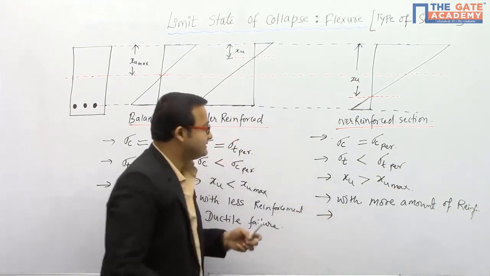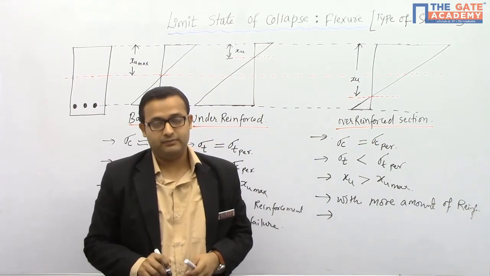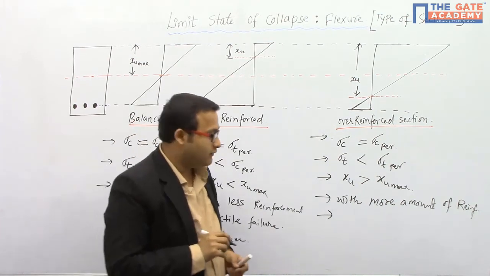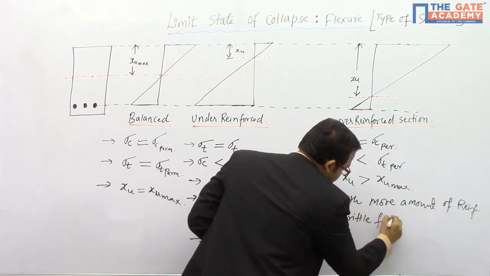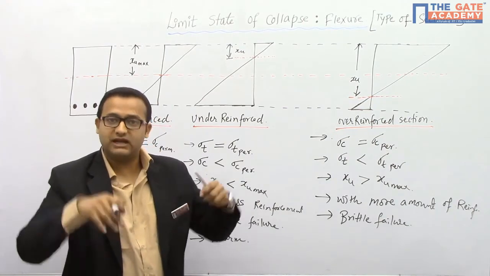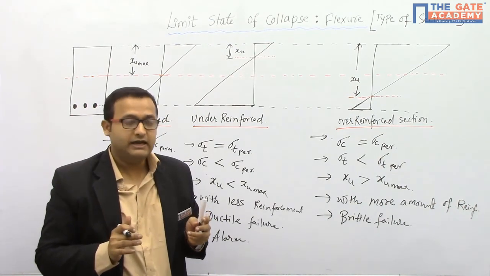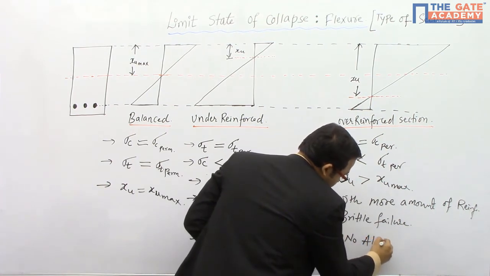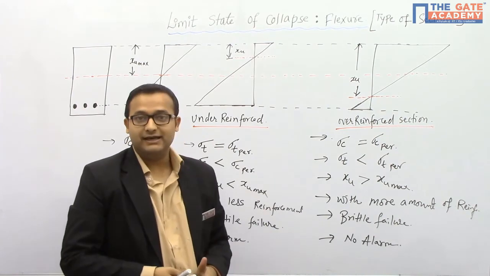I told you, in this case, stresses in the concrete are reaching the permissible value. That means this concrete will fail first. If the concrete is failing first, and I know the concrete is a brittle material, so what will happen? The failure type is brittle failure. And if it is a brittle failure, suddenly the collapse. Suddenly the concrete will collapse. Suddenly the beam will collapse. Right? So there is no alarm. There is no alarm.